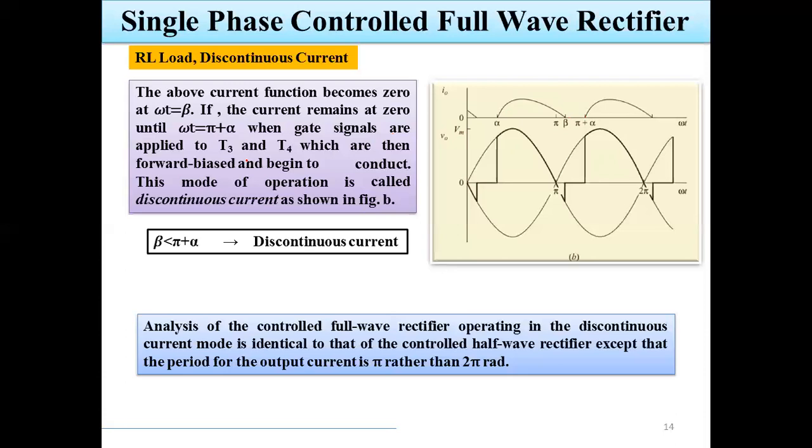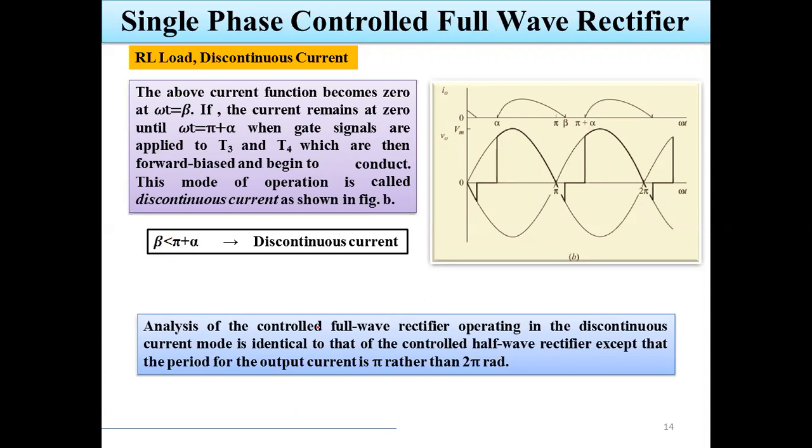When gate signals are applied to T2 and T3, T4, which are then forward biased and begin to conduct, this mode of operation is called the discontinuous current mode of operation. In discontinuous current, beta is less than pi plus alpha.